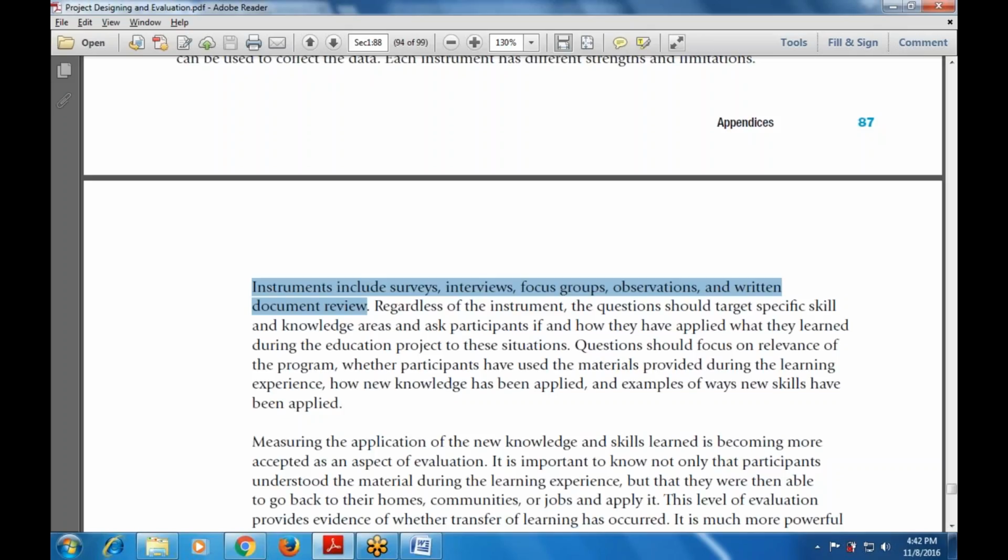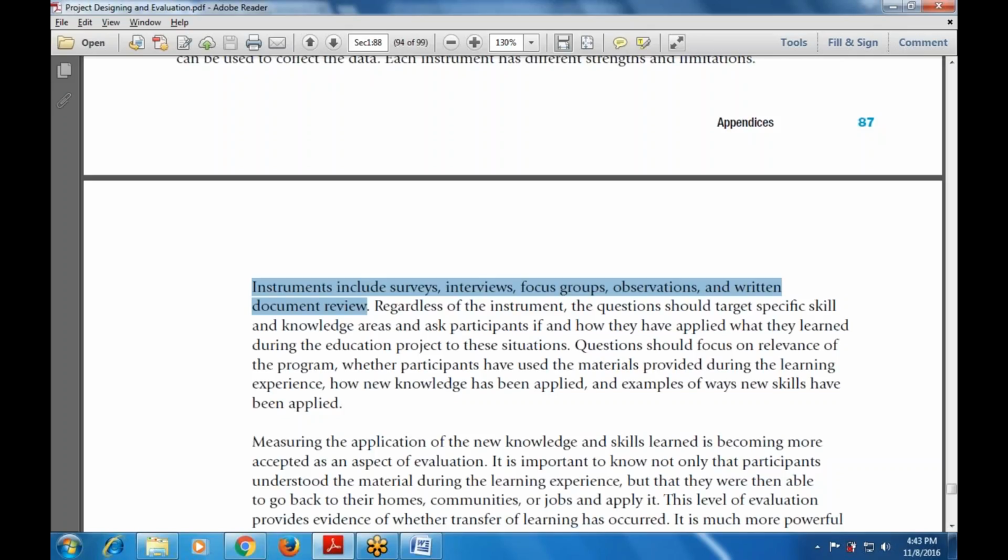So they are using it in various situations and scenarios that focus on the relevance of the project: whether participants have used the material, whether participants have used the data provided during the learning experience, how new knowledge has been applied, and examples of ways new skills have been applied. That means what are the various skills that have been applied, and in what ways they are applied.